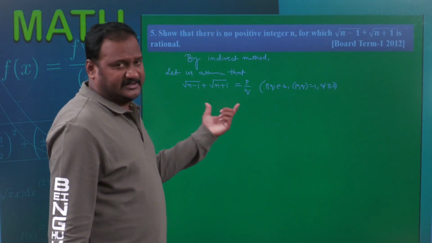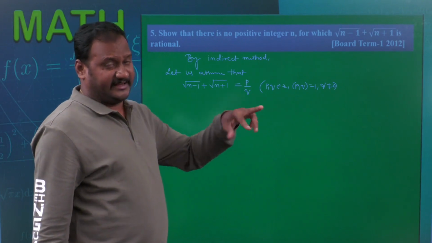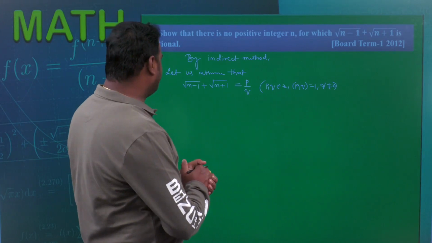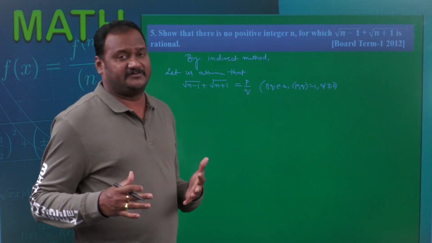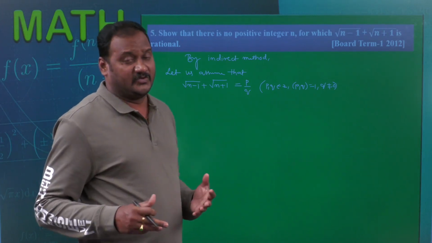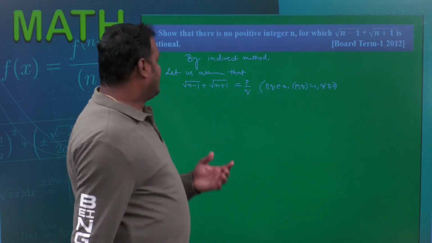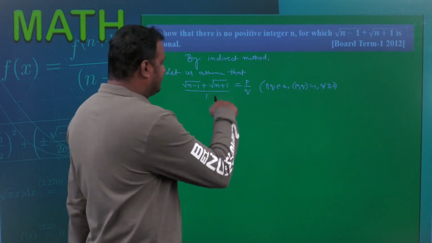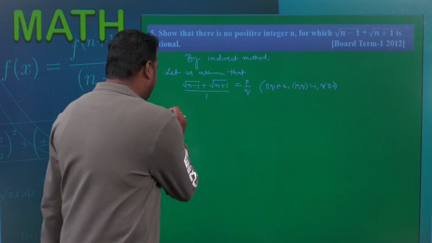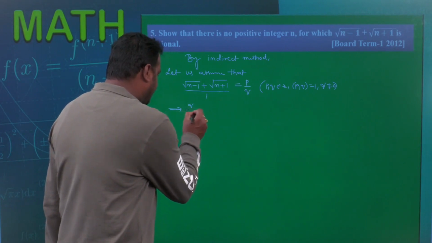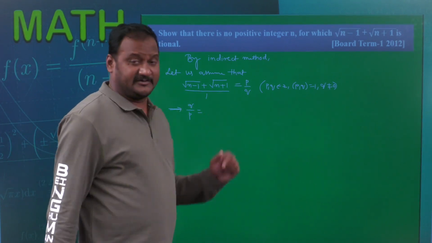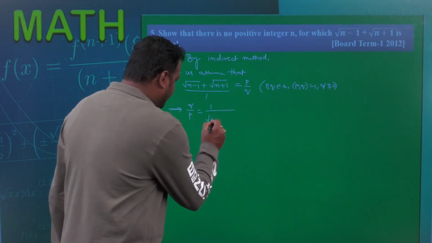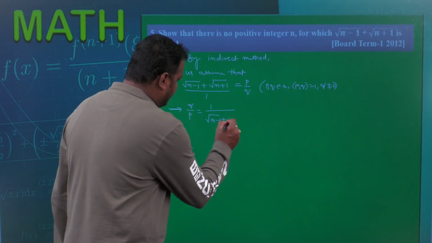Since there are two different irrational numbers, I am going to rationalize this. But we are all familiar with rationalizing the denominator, right? But here it is only the numerator. To make it the denominator, I am going to take the reciprocals of both the fractions. Then the fraction will become q divided by p, because the reciprocal of p by q is q by p, and it is going to be 1 by root over n minus 1 plus root over n plus 1.